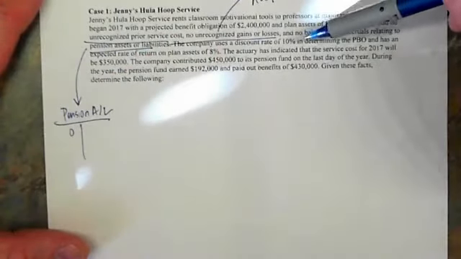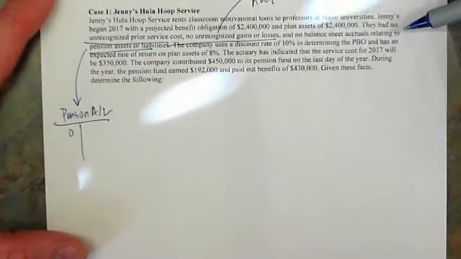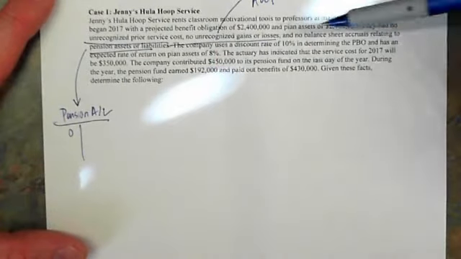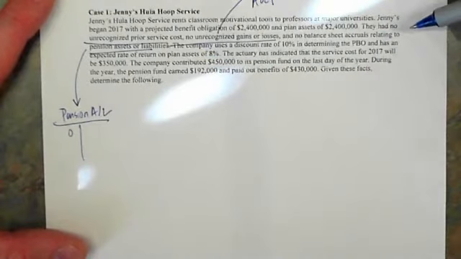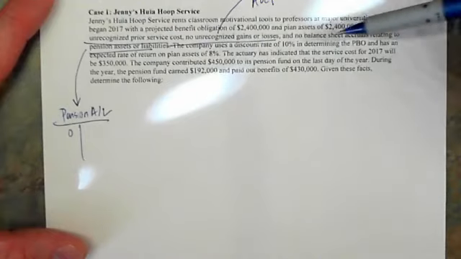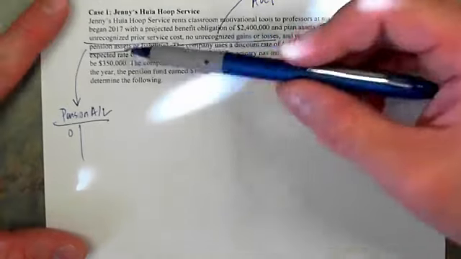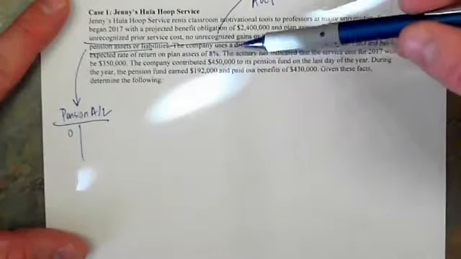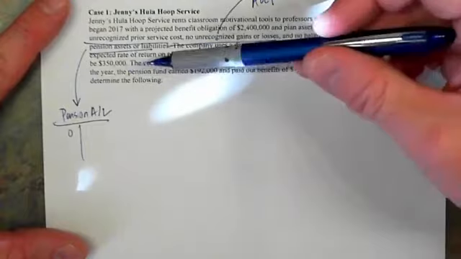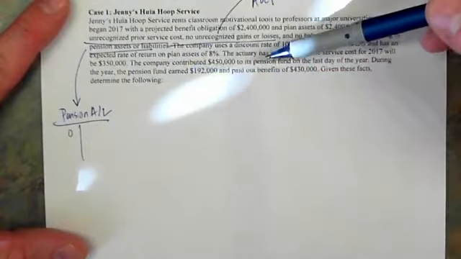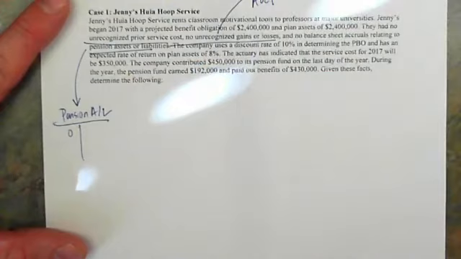The company uses a discount rate of 10% in determining the PBO, has an expected rate of return on plan assets of 8%. The actuary gives me a service cost of, it's indicated that the service cost for 2017 will be $350. The company contributed $450 to its pension plan on the last day of the year. During the year, the pension fund earned $192,000. They paid out benefits of $430,000.